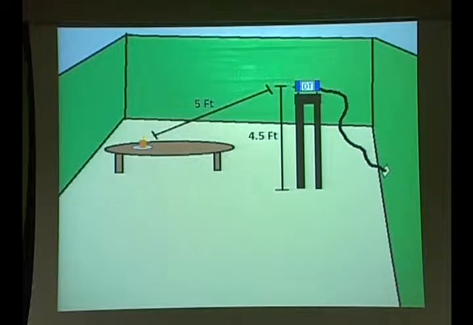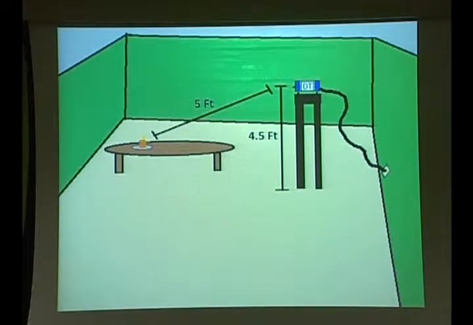Okay. Here we have a diagram of what we did using Microsoft Paint. We used one room in three different houses to conduct our tests. We set the dust track at 4.5 feet above the floor in the room to simulate the average height of someone sitting or standing. The testing products were set 5 feet away from the dust track at all times while testing was taking place. We had a series of six tests in each room.